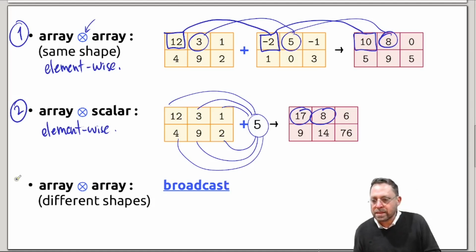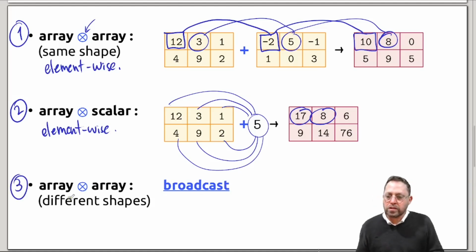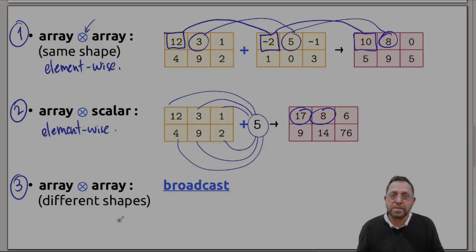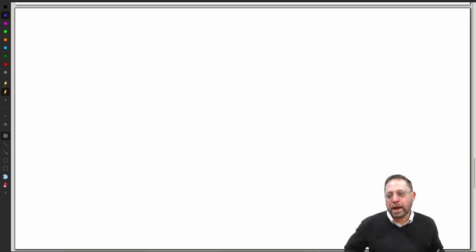The third case is a little bit more tricky. In this case, you have two arrays, but they're of different shapes. And in this case, NumPy is going to apply certain rules that are called broadcasting, and that we'll see next. NumPy will broadcast whenever it has to perform an operation between two arrays of different shape.